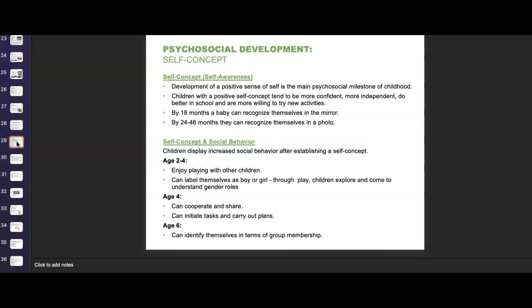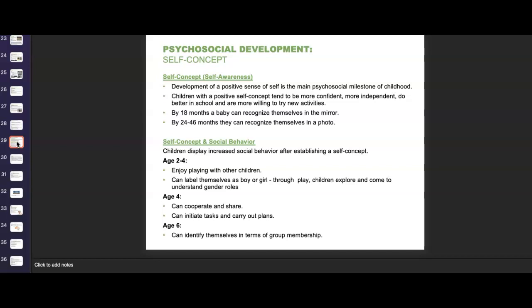Psychosocial development also looks at self-concept or self-awareness, not just attachment. Self-concept is the development of a positive sense of self. This is the main psychosocial milestone of childhood. Children with positive self-concept tend to be more confident, more independent, do better in school, and are more willing to try new activities. By 18 months, a baby can recognize themselves in the mirror. By 24 to 46 months, they can recognize themselves in a photo.